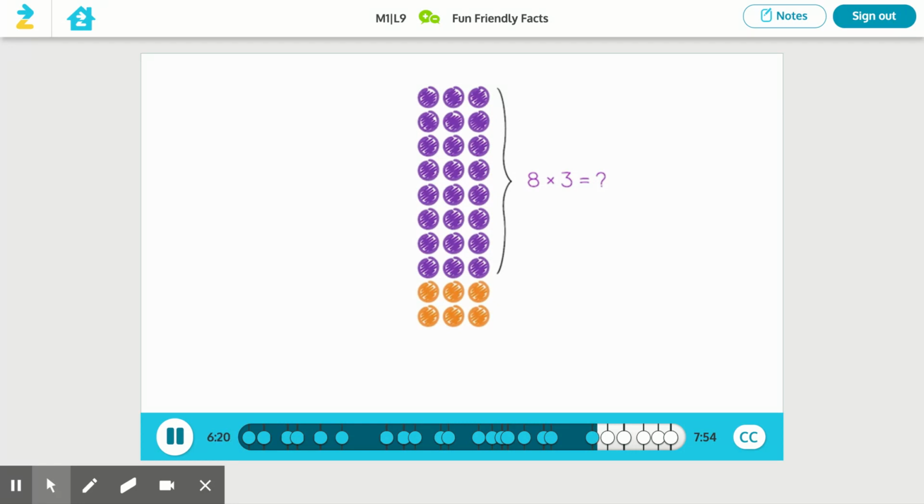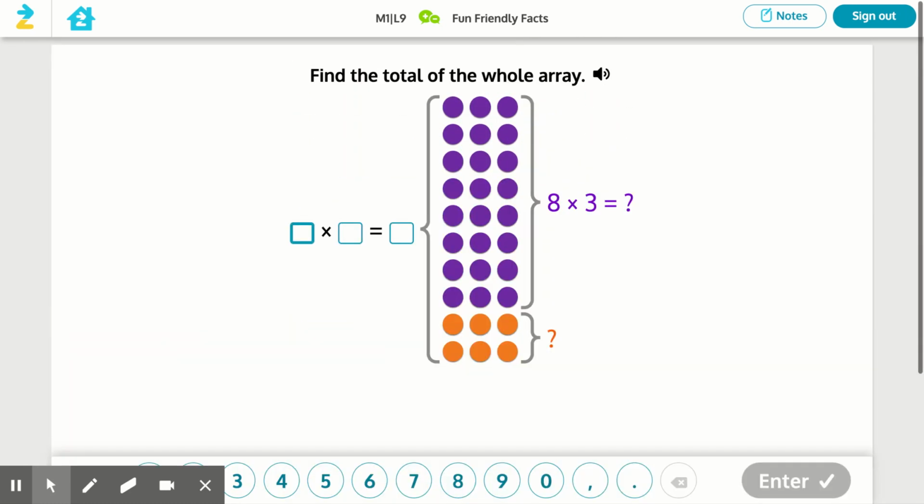Let's start by finding how many circles are in the whole entire array. There are 10 rows of 3. Complete the multiplication sentence to find the total. All right, guys, in your Nearpod, please give me a multiplication equation that describes this whole array. All right, you should have told me that this array has 10 rows and that there are 3 columns or 3 counters in each row.